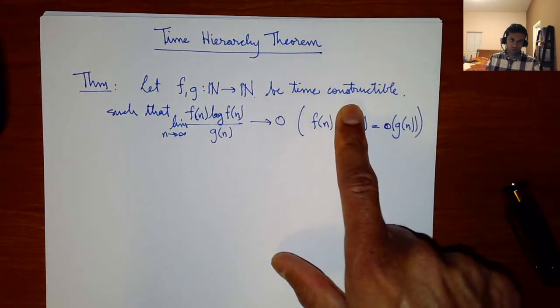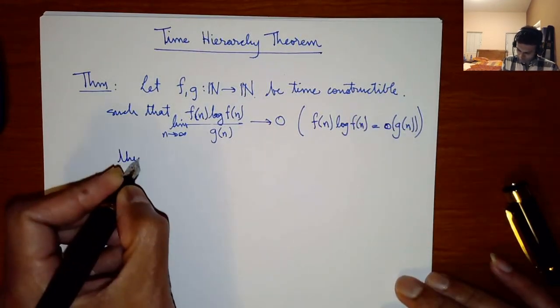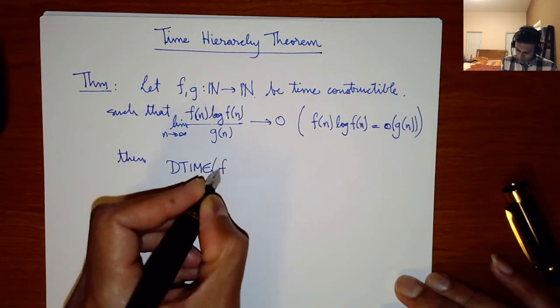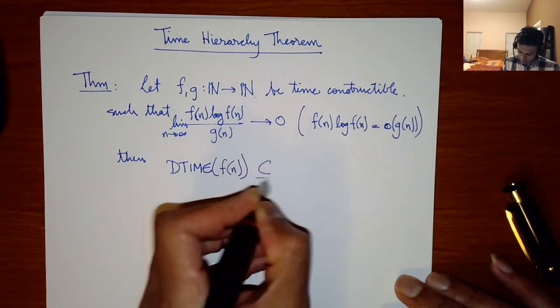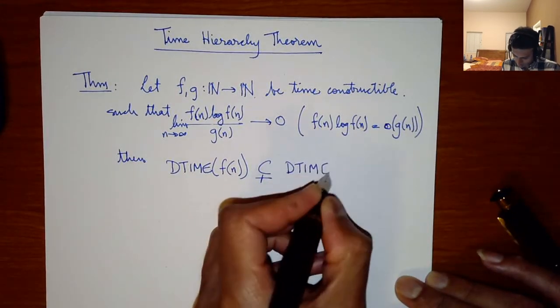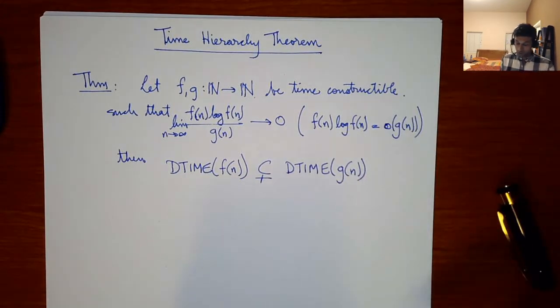Right? That's what you want to think of. f of n is smaller than g of n. Then DTIME f of n is a strict subset of DTIME g of n. So you get a strict subset.